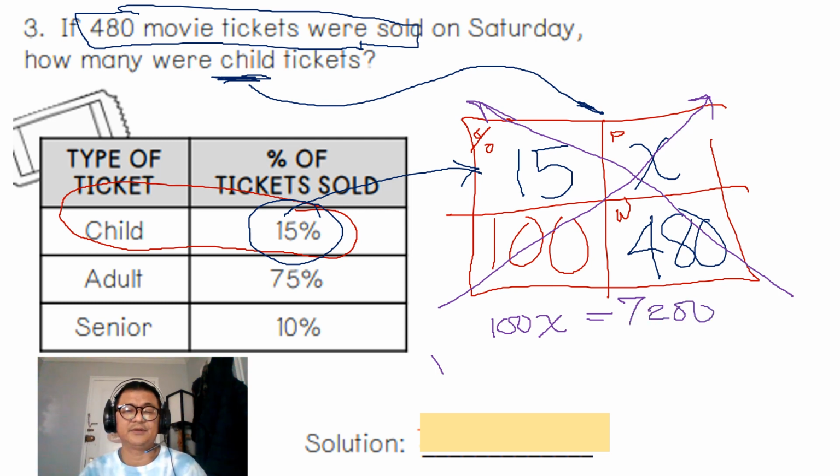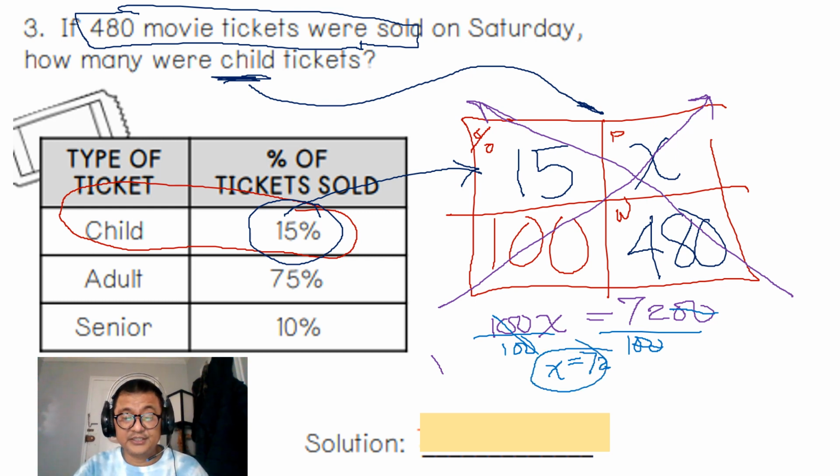7,200. Okay, how can X be alone? Divide by 100 on the left, divide by 100 on the right. That cancels out. X is equal to, cancel these two zeros when you divide by 100, 72. There are 72 children tickets sold. Got it?